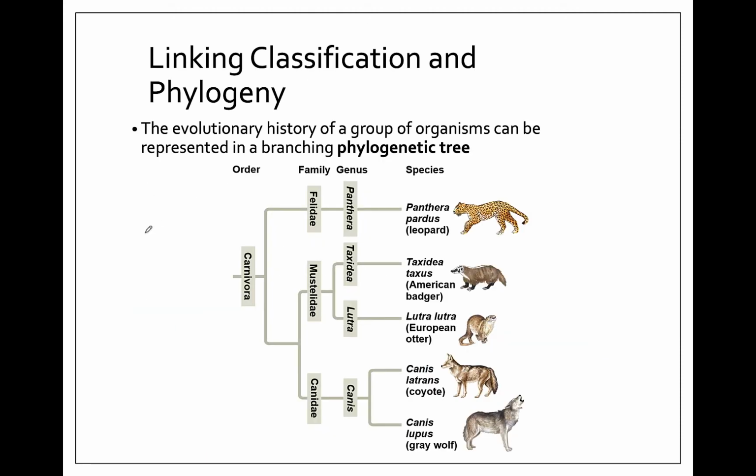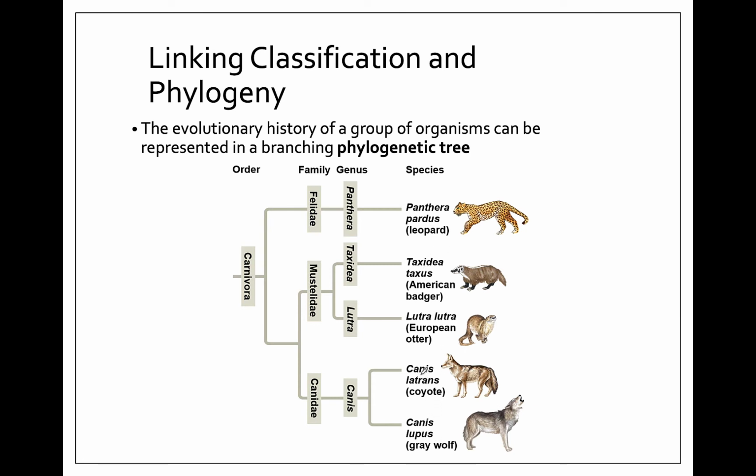So we often put these individuals on a branching phylogenetic tree. And you can see that individuals that are more closely related to each other are going to be closer to each other on this tree. So in here we've got the species, which is going to have the genus and species name.